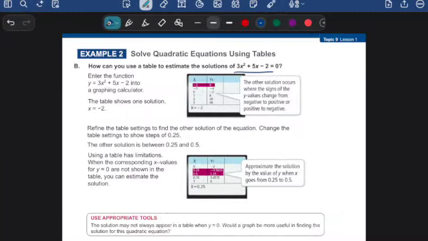Here's another quadratic equation. We have 3x squared plus 5x minus 2 equals 0. So we type that into our y equals, into the graphing calculator. We used the table feature, we did second graph, and we got this solution. The zero of the equation is when x equals -2. But is that the only one?